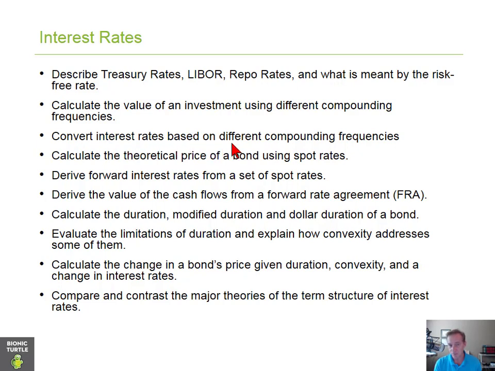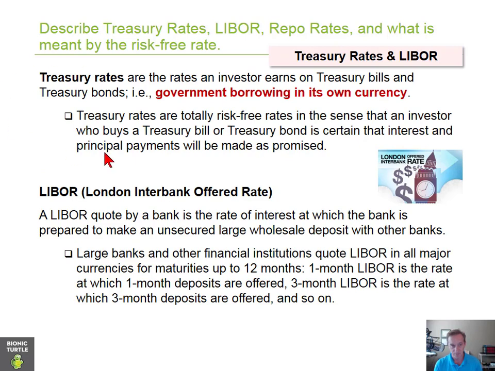Convert interest rates based on different compound frequencies. It shows up here third on the list, but I just want to highlight this third learning objective. You really want to be comfortable with this. In fact, you want to master this. So important. More on this very shortly. But we start with some definitions.